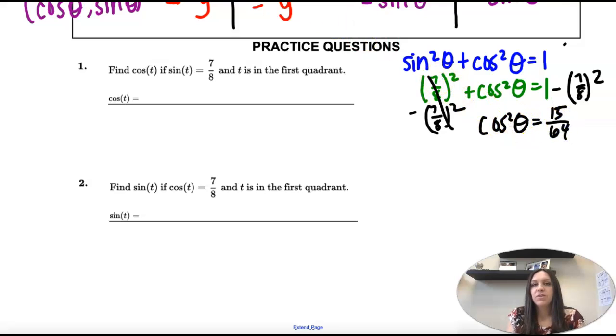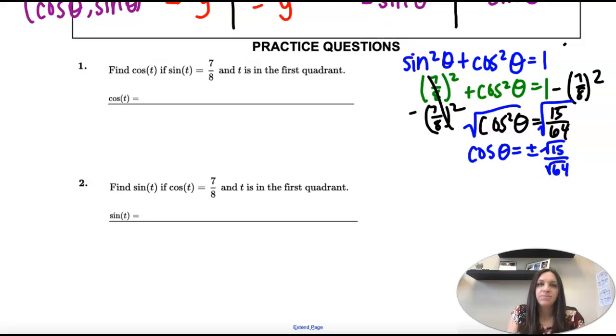And then to get rid of the square, we take the square root, just like we would any other time, right? So now we have cosine of theta. Every time we take a square root, we should get a plus or minus. And then I'm going to do the property where we split the square root. So we have the square root of 15 over the square root of 64. I did that because the square root of 64 is something you should know, right? It's 8.